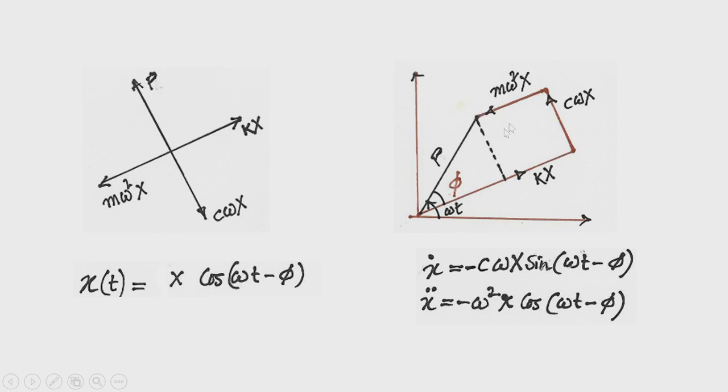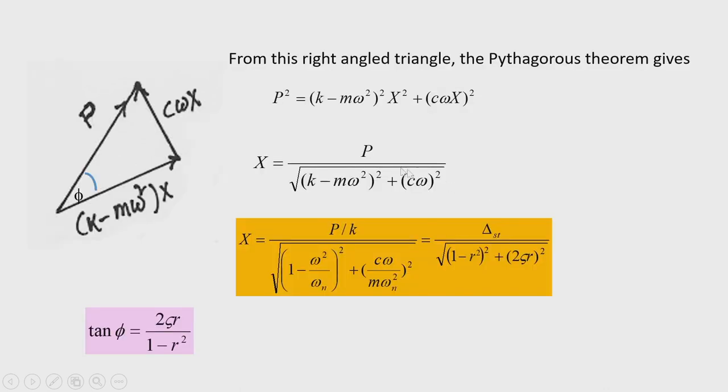So, complete the polygon like that and let us now find the resultant. The base of the triangle is k minus m omega square times X, whereas the altitude is c omega X. So the hypotenuse is p. We can use the Pythagoras theorem and write p square equal to k minus m omega square whole square X square plus c omega X whole square. So from this expression we can arrive at X equal to p by root over k minus m omega square whole square plus c omega whole square.